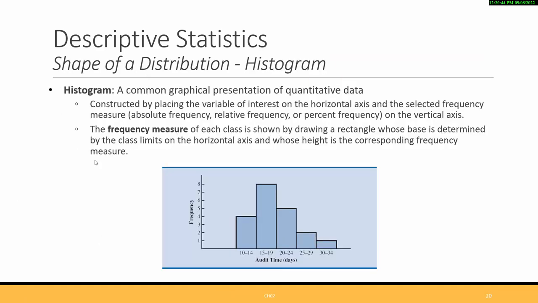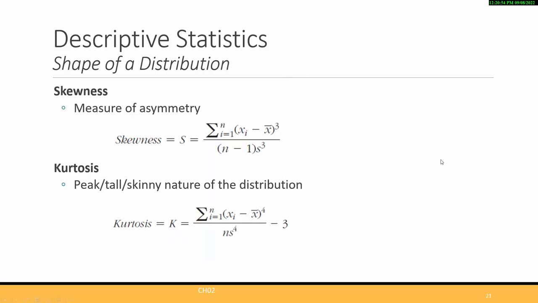Histograms are a common graphical representation of quantitative data to show the frequency. It also helps us to get an idea of the shape of the distribution. So, two things that we typically measure to understand the shape of a distribution are skewness and kurtosis. Skewness is a measure of asymmetry or sway in the distribution of data.